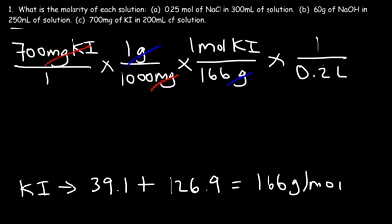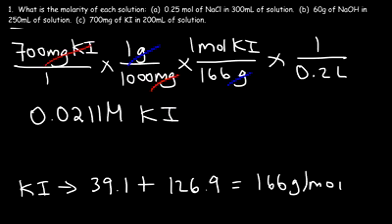So it's 700 divided by 1,000, divided by 166, divided by 0.2. So the concentration is 0.0211. So that's the molarity of the potassium iodide solution.